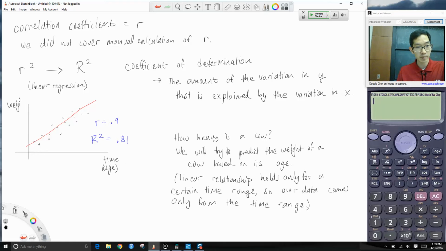Maybe for young cows there's a very strong relationship, maybe r is equal to 0.9. So when we say r squared is 0.81, and this is the amount of variation in y that is explained by the variation in x, what exactly do we mean?